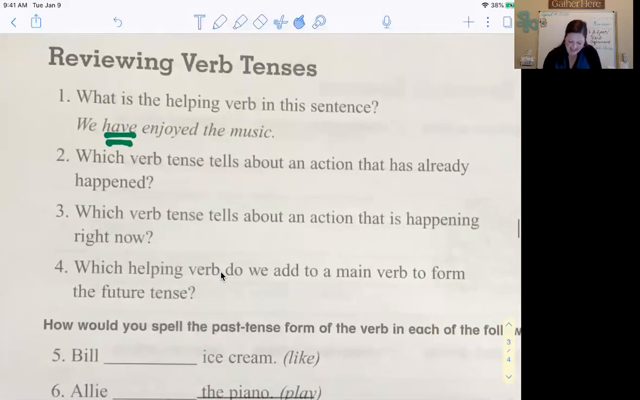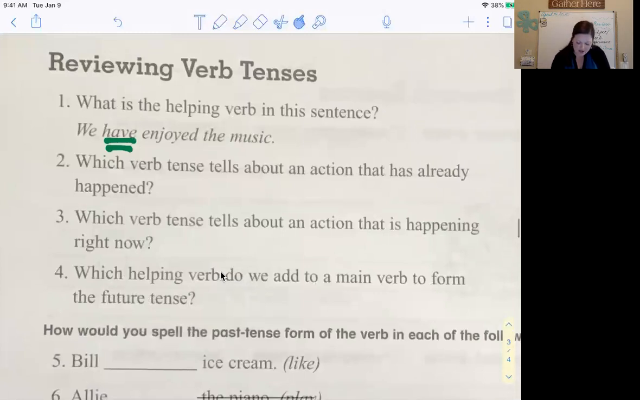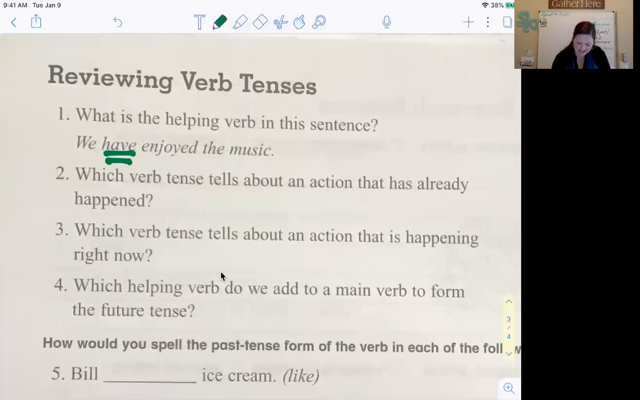Sentence number 2. Which verb tense tells about an action that has already happened? Already happened. Let's review. Present means it's happening when? Right now. Future means it's going to happen. It hasn't happened yet. But the one that has already happened is called what? Past.